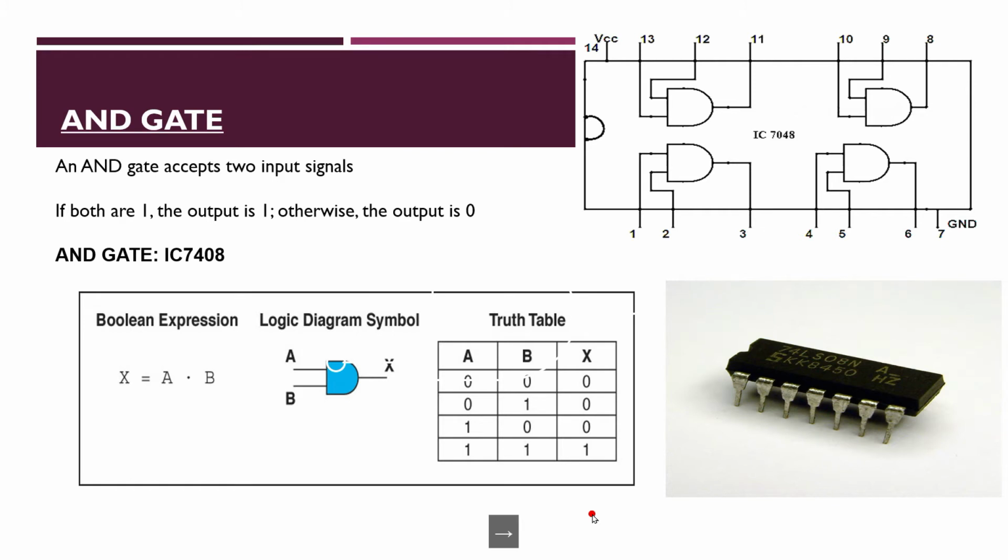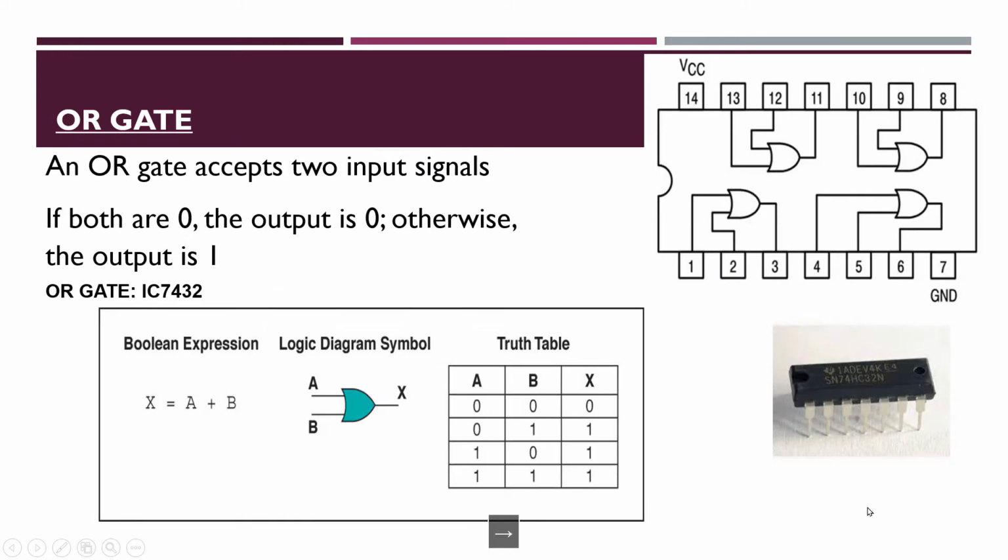And the second gate is going to be your OR gate. In OR gates also, as shown, we have two input signals A and B, and X is going to be the output over here, and the Boolean expression is X is equal to A plus B. So two inputs are going to get added over here. So you can see that 0 plus 0 is equal to 0, 0 plus 1 is equal to 1, 1 plus 0 is equal to 1, and 1 plus 1 is equal to 1.